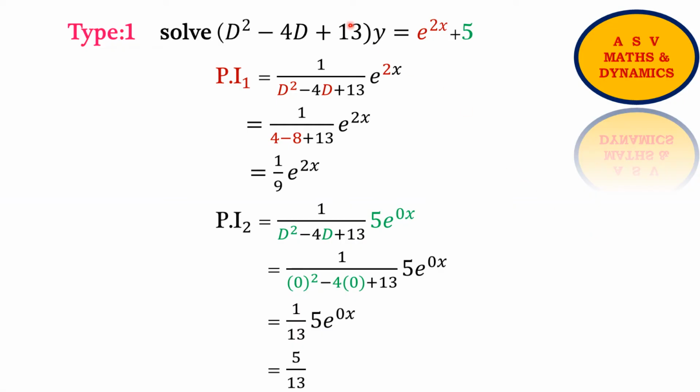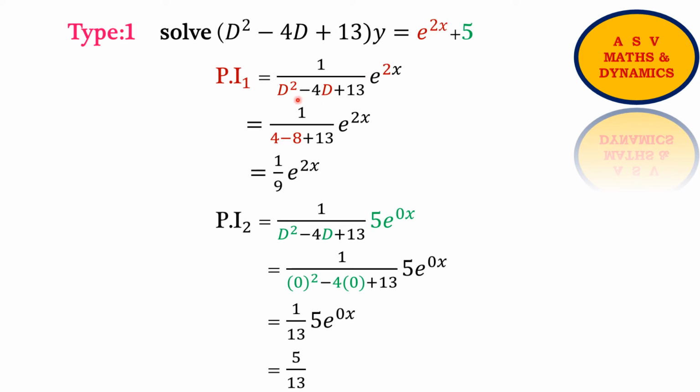First type, don't think about the complementary function. Already in the previous videos you learned the complementary function. Come, concentrate on the particular integral. Here there are two types. One is e power 2x plus 5. Just use e power 2x, as I gave the idea.